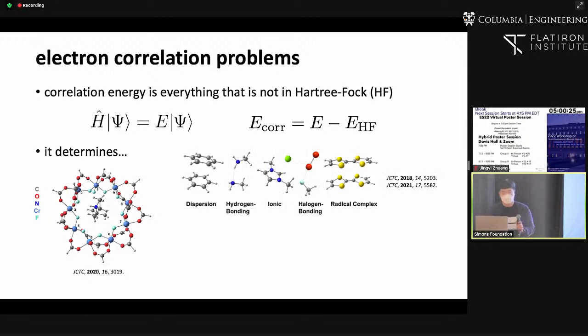And also, electron correlation effects determine the non-covalent interactions that you can find in a lot of chemical and biologically relevant systems.